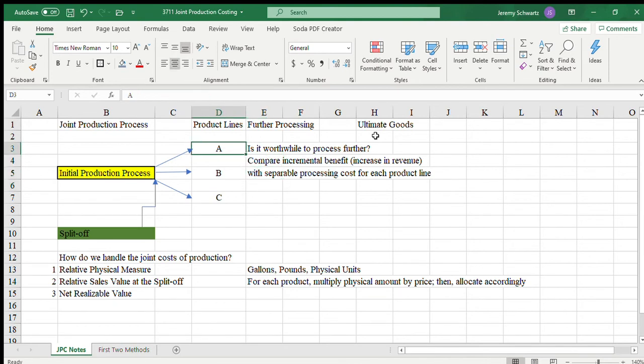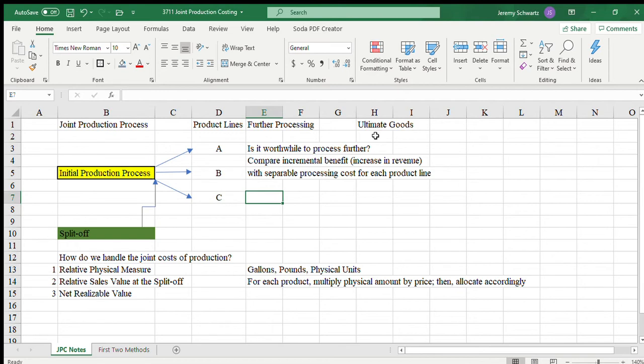So for instance, if the increase in revenue for product line A, well, it better be an increase in revenue, because if we process further, we will incur additional costs. So is it worth our while or not? And this is a matter that we need to address there. So ultimately, we do that for each of these different products. And what we will likely see is that for some products, in some cases, we will have some of the product lines where it's profitable to process further, whereas others it is not profitable.